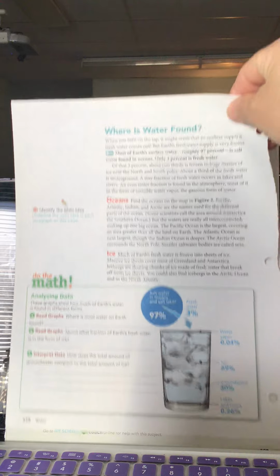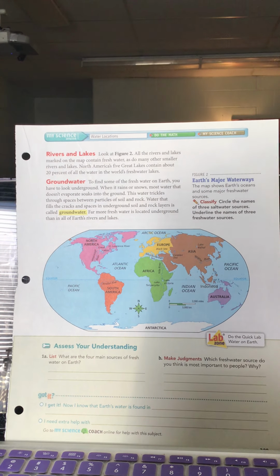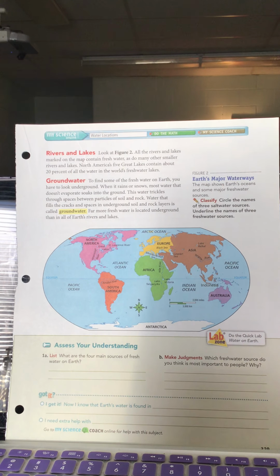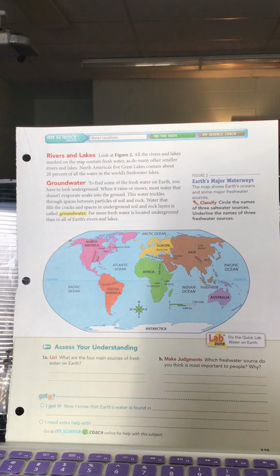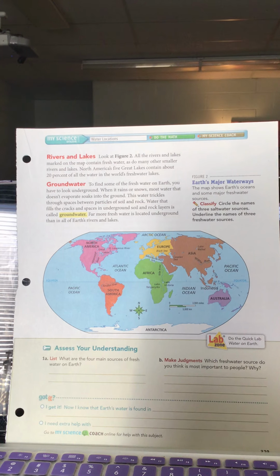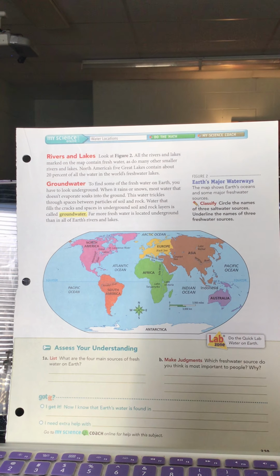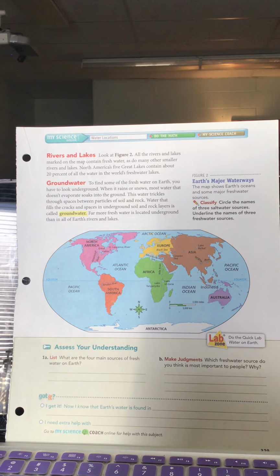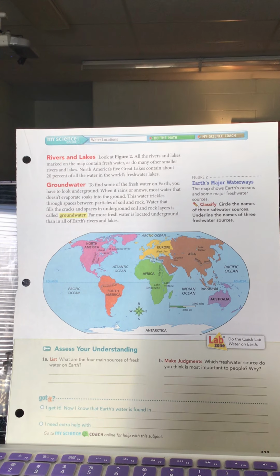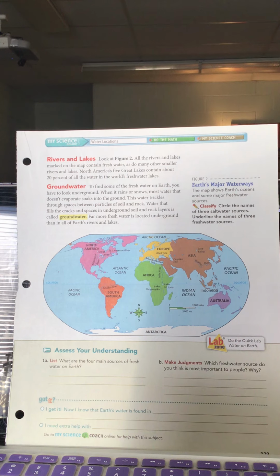So on page 329, rivers and lakes. Figure 2, all the rivers and lakes marked on the map contain fresh water, as do many other smaller rivers and lakes. North America's 5 Great Lakes, which surround us, contain about 20% of all the water in the world's freshwater lakes. We are so lucky to have those by us.